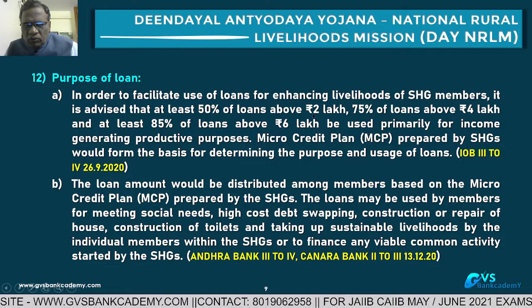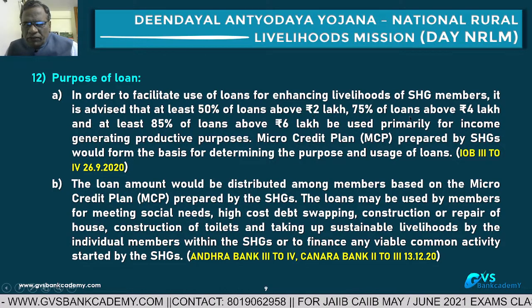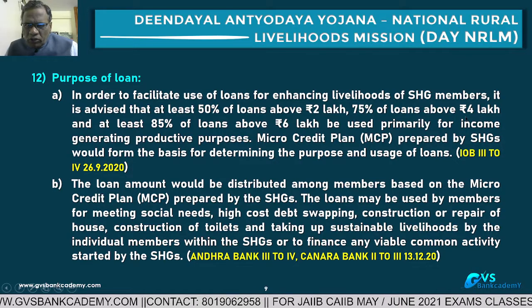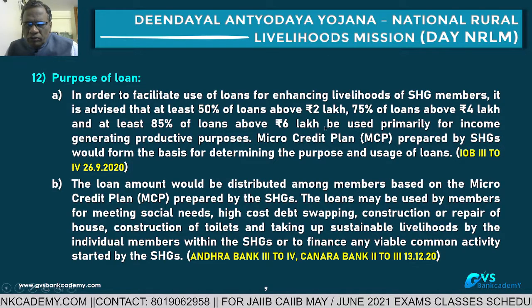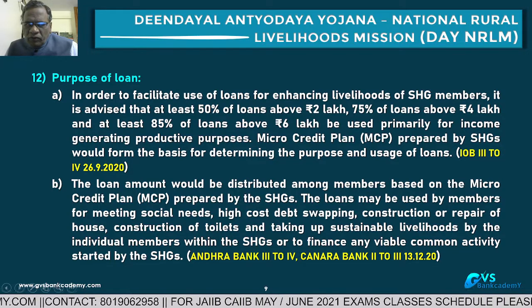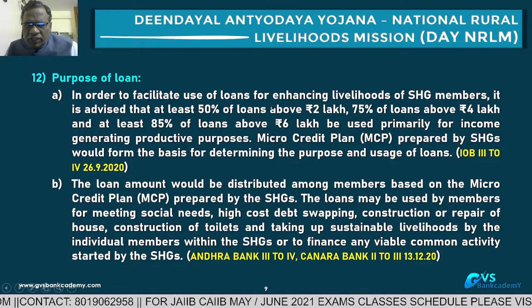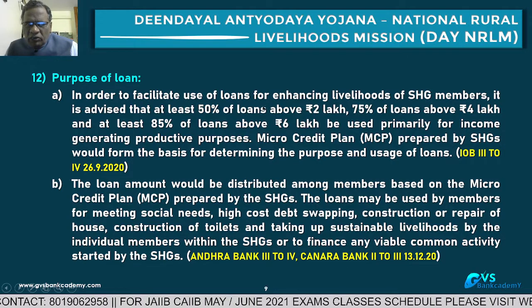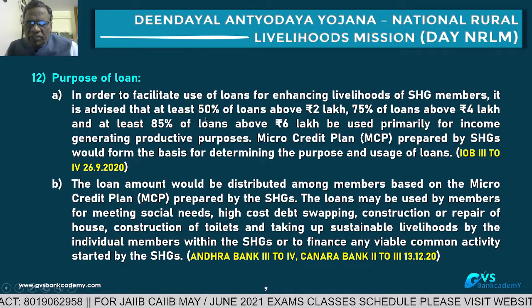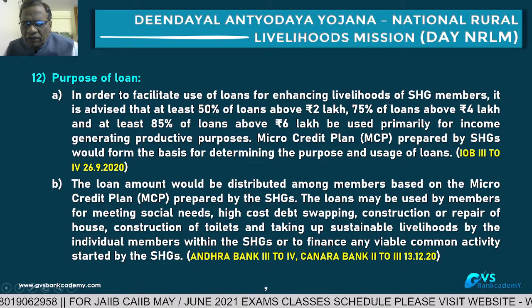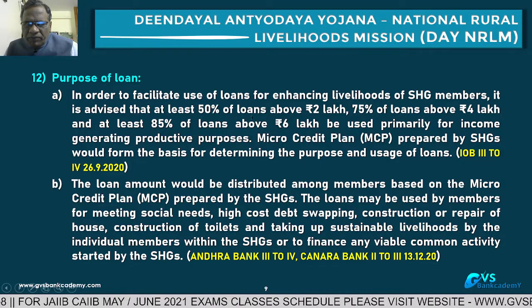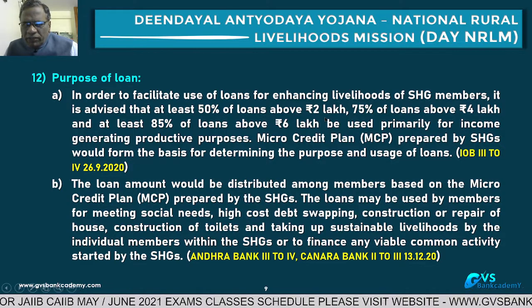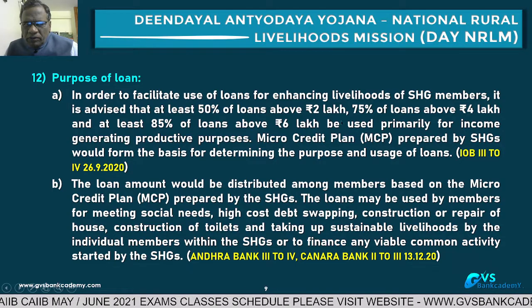50% of loans above 2 lakhs, production purpose. 75% of loans above 4 lakhs, productive purpose. And at least 85% of loans above 6 lakhs should go for income generating productive purpose. What is the use of this? If they use it for consumption, it is not going to generate any income. If they use it for income generation, it is going to enhance the livelihood of SHG members in rural areas.